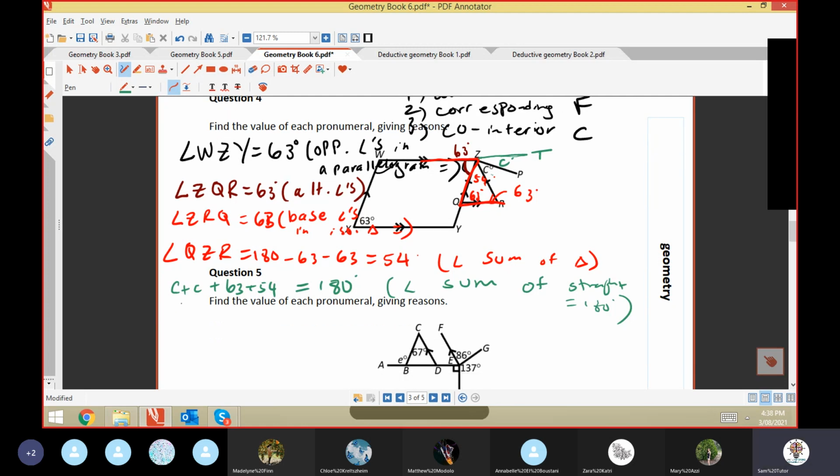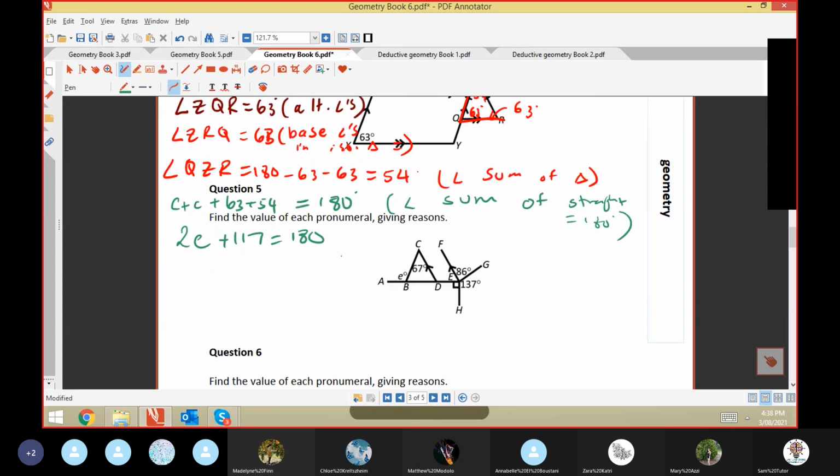All right, and then finish this off. C plus C, 2C. 63 plus 54, 117. And then subtract. And then divide by 2. 31.5 degrees.